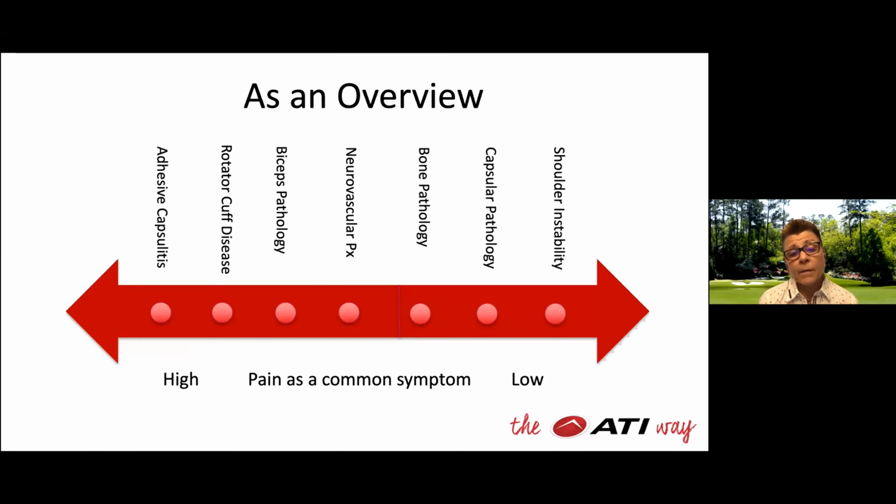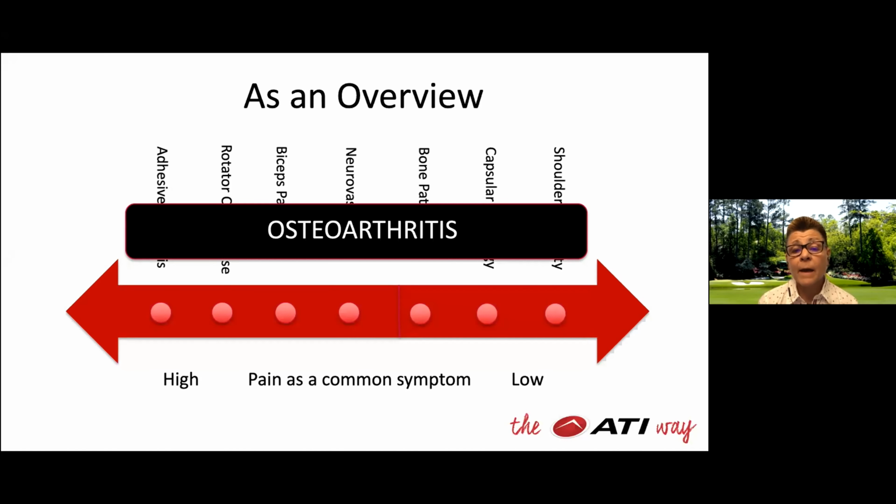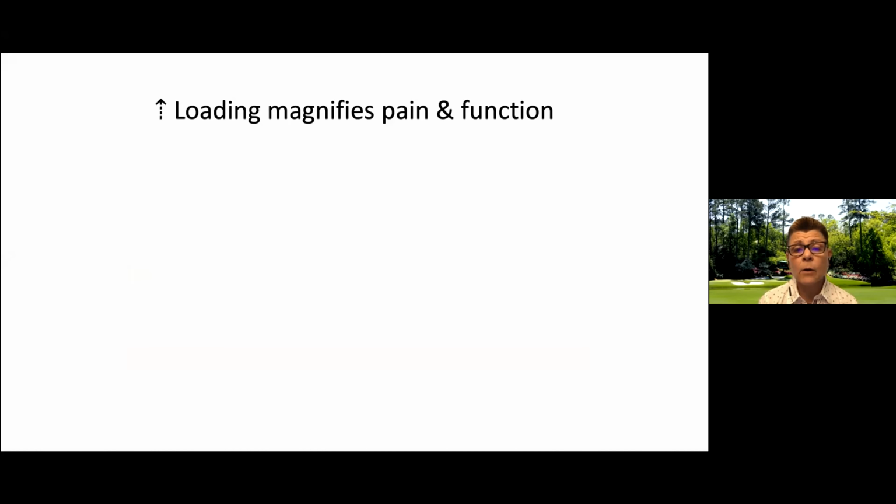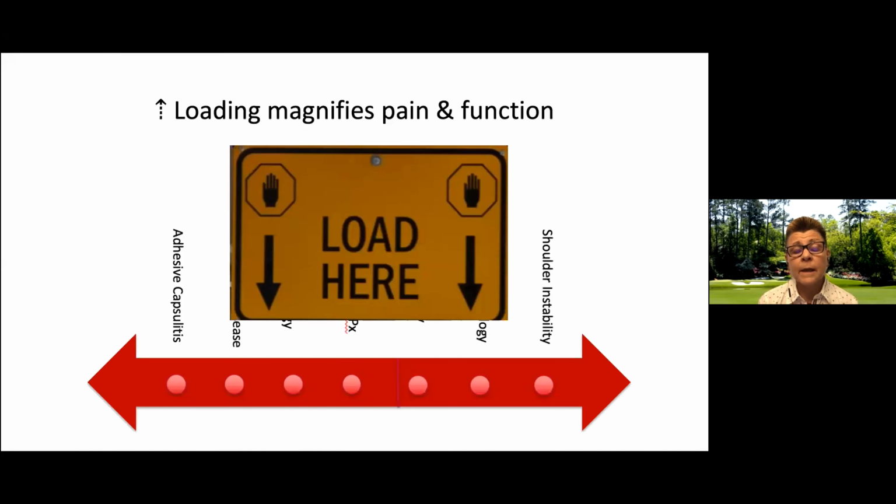If you look at the pathology, which we're describing today, some pathologies are associated with higher levels of pain and some with lower levels of pain as a common symptom. And then there are pathologies that span the spectrum of how much pain the patient usually presents with, like osteoarthritis, depending on the stage. But whenever we magnify the load or increase the load to that shoulder, regardless of pathology, it normally will increase the symptoms of increased pain and decreased function.